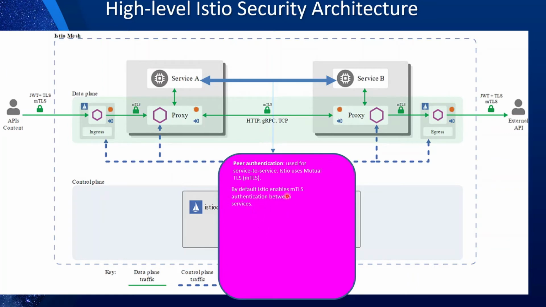By default, Istio enables mTLS authentication between services. So if we don't declare any policies, these services within the mesh already talk to each other using mTLS. However, if a service from outside tries to call into one of the services, by default it's allowed, even though the services among themselves use mTLS. If we don't specify any policy, they can talk through HTTP rather than HTTPS.